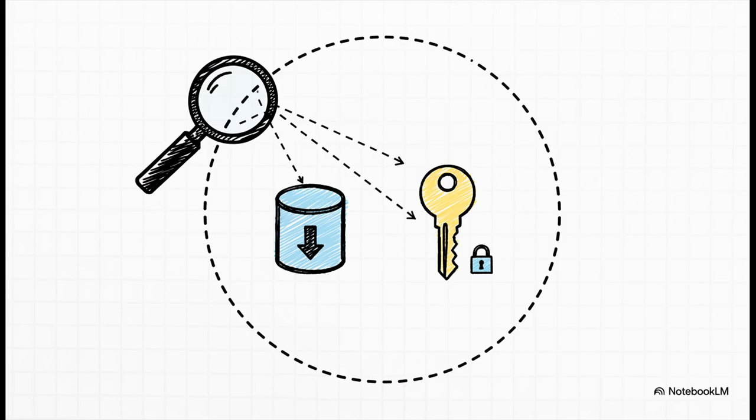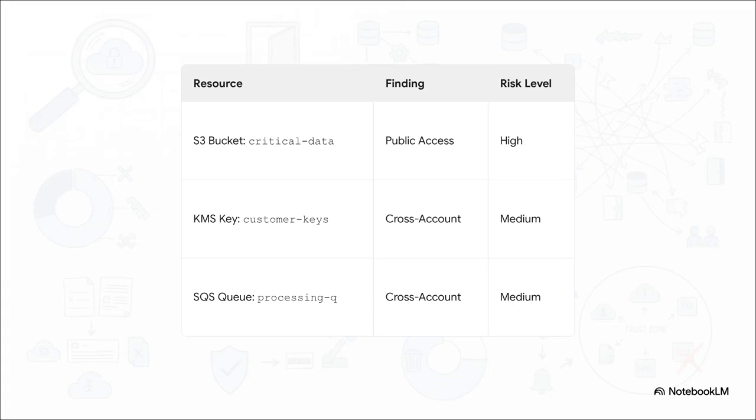So how does it do this? Well, it starts by defining what's called a zone of trust, which is basically your AWS account or maybe your whole AWS organization. Then it's constantly scanning the policies on your most critical resources. We're talking S3 buckets, KMS keys, Lambda functions, and it's on the lookout for any policy that grants access to what's called a principal. That's just AWS speak for a user, a role, or another account that's outside of your zone of trust. And when it spots something, it generates what's called a finding.